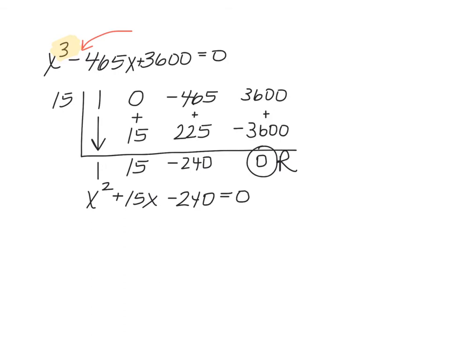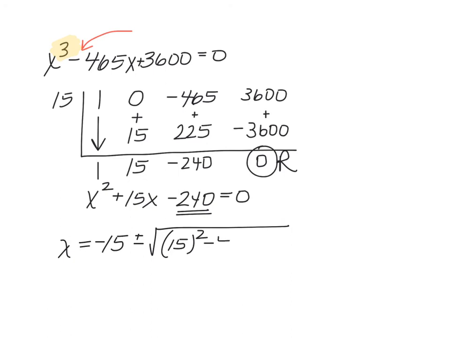And I certainly could try to factor, but because of the size of the constant of negative 240, I'm not going to bother with factoring. I'm just going to go straight to my quadratic formula. So x is equal to the opposite of the b value, which will be a negative 15, plus or minus the square root of the b value squared, 15 squared, minus 4 times a times c, which will be minus 4 times 1 times negative 240, all divided by 2 times a, which will be 2 times 1.